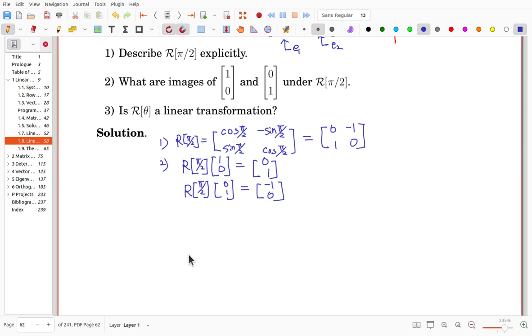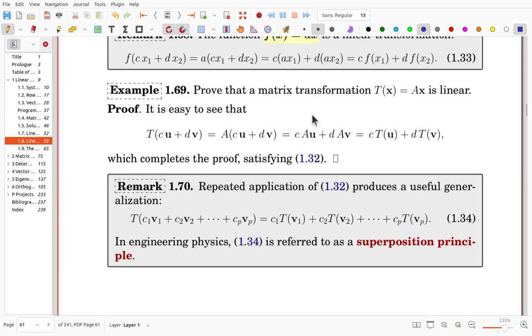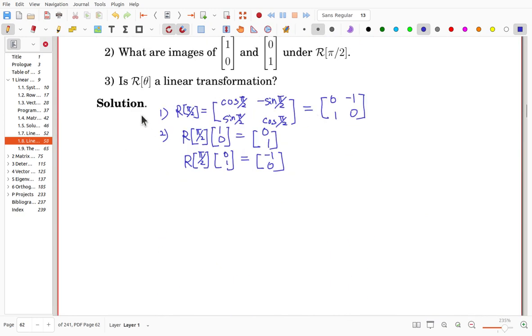And R theta, is it a linear transformation? Why? For any theta, it is a matrix. So here, R theta, as a matrix transformation, is a linear transformation, right? Already we know that. Earlier here we proved that. So the R theta transformation is just matrix multiplication, so it must be linear, right?